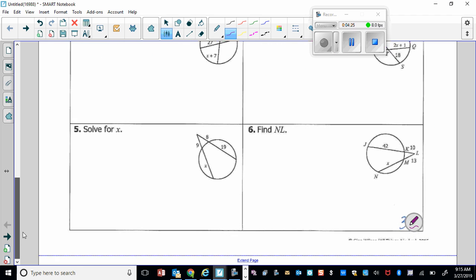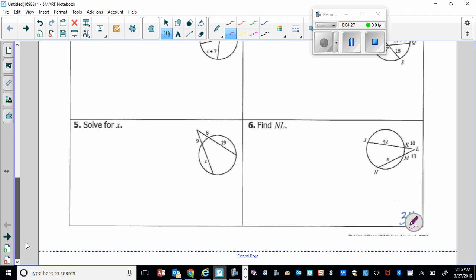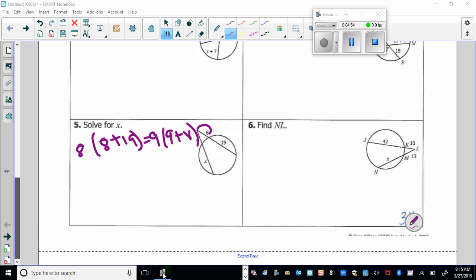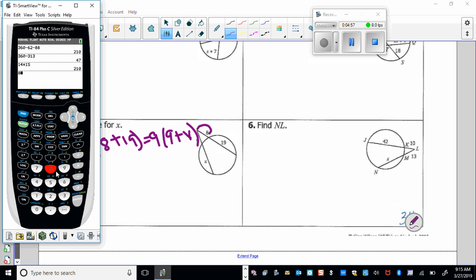All right, so you can do 3 and 4. This is the 2 secant problem. Outside times whole, so this is what you have to be careful about. Outside is 8, the whole is 8 plus 19, equals outside, which is 9, and the whole is 9 plus x. That's something you really have to make sure you recognize. So now 8 plus 19, right?